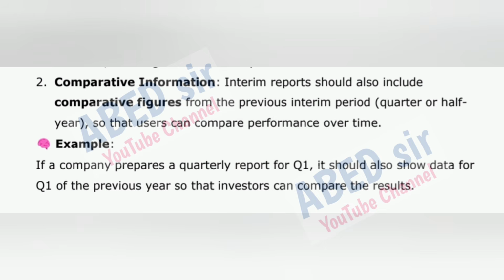2. Comparative information. Interim reports should also include comparative figures from the previous interim period, quarter or half year, so that users can compare performance over time. Example: if a company prepares a quarterly report for Q1, it should also show data for Q1 of the previous year so that investors can compare the results.